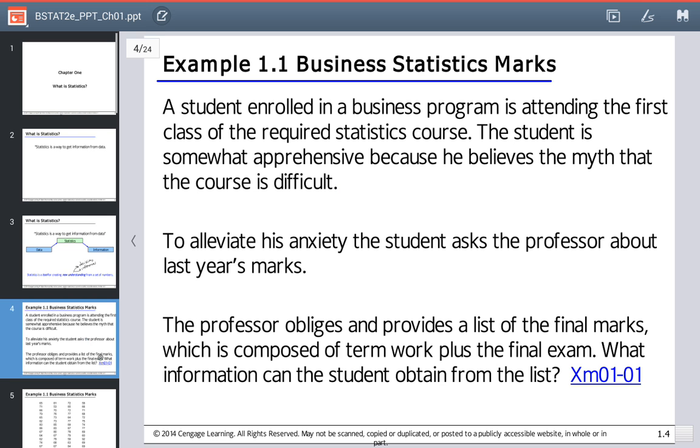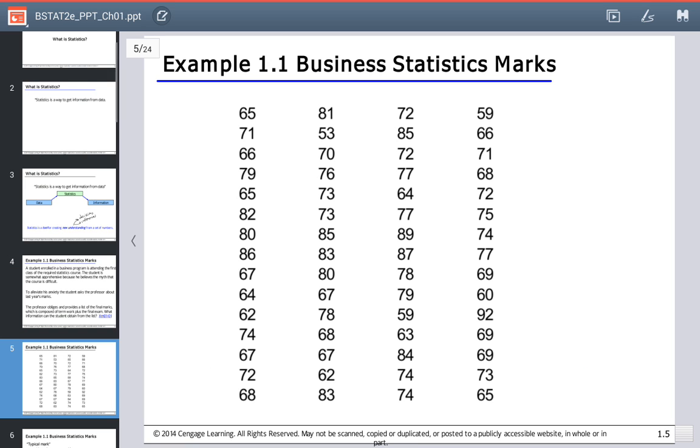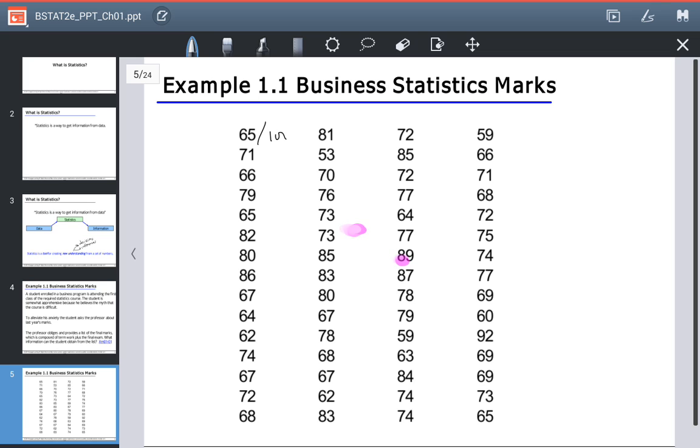Let's look at an example. Let's say that we have a professor, and he wants to summarize his data set. So let's say, for example, the professor has the score of all his students in the class. These scores are out of 100. So this is student 1, he got 65 out of 100. The last student got 65 out of 100. So now we ask ourselves, what is the best way to summarize this data?